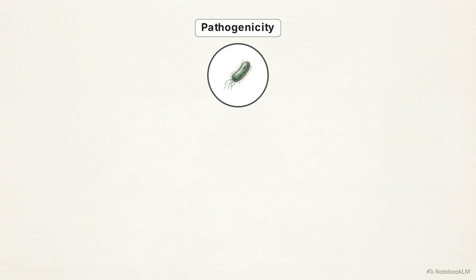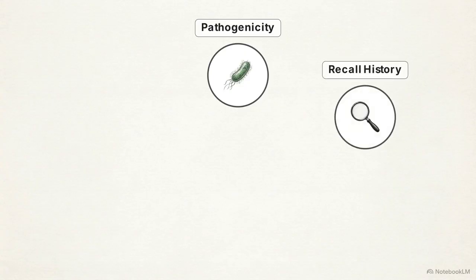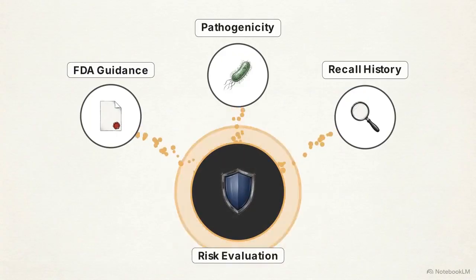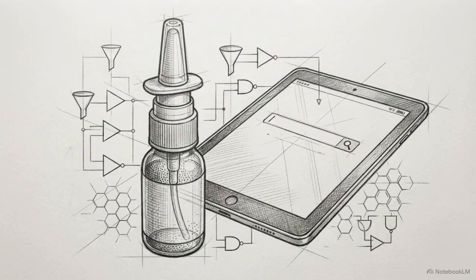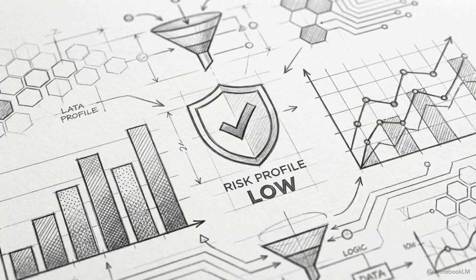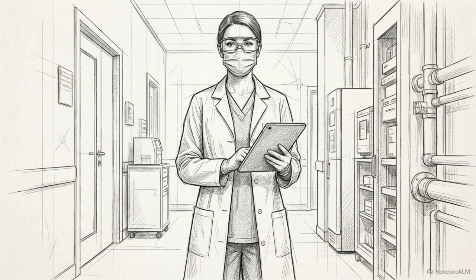An AI model operates differently by simultaneously cross-referencing external databases, historical recall data, and FDA guidance documents. It merges these streams into a single, cohesive risk evaluation. A specific prompt can evaluate the Burkholderia cepacia complex within the context of a high-water activity nasal spray. High-water activity refers to a product's moisture content that is readily available for microbial growth. The AI parses the pathogenicity and regulatory history of that specific formulation in seconds. Automating the research phase shifts the microbiologist's role from manual data retrieval to high-level risk evaluation.